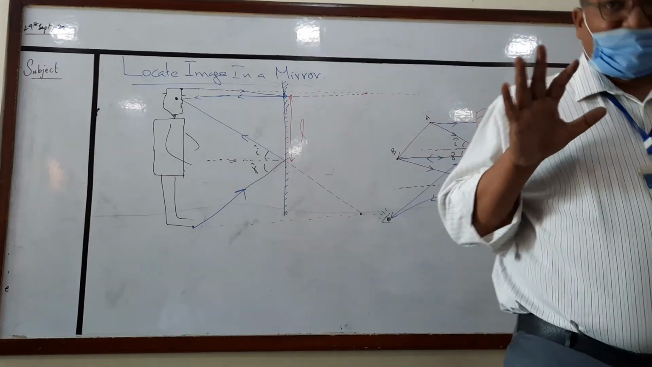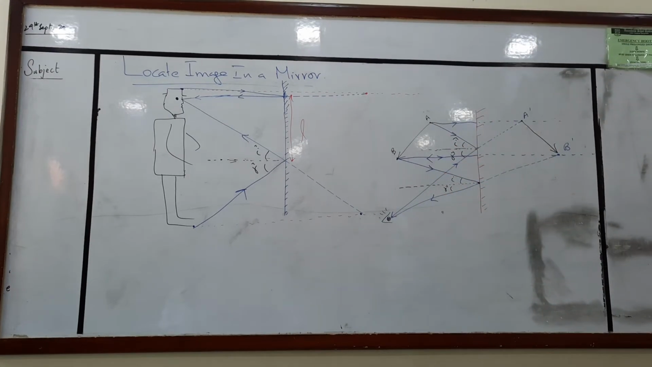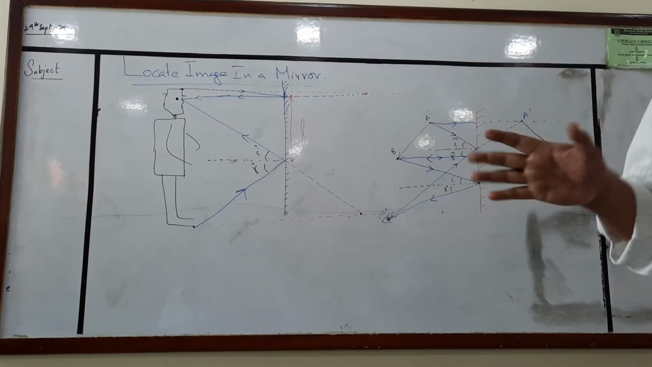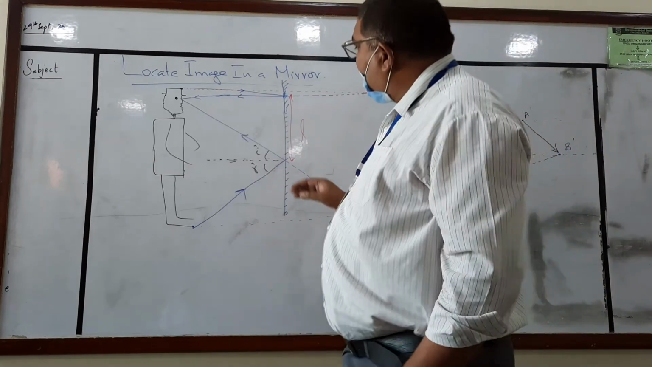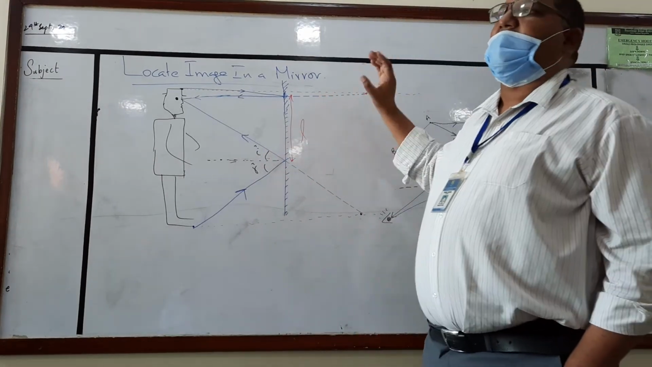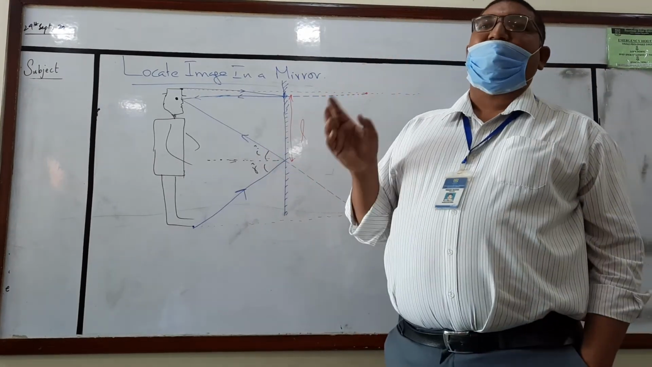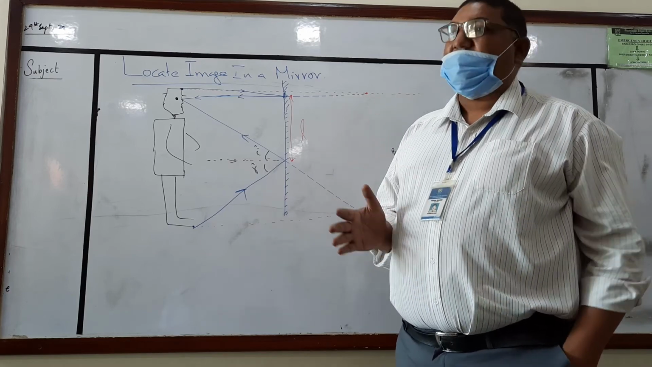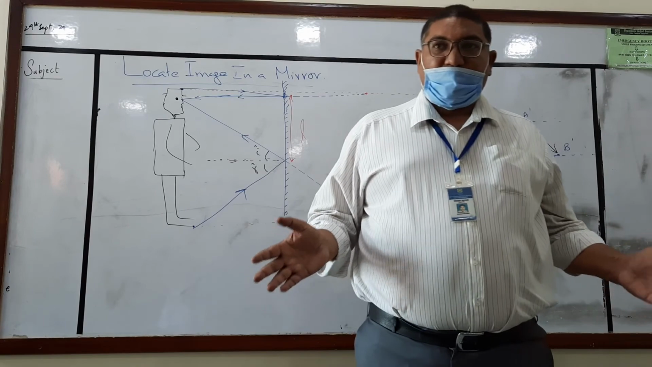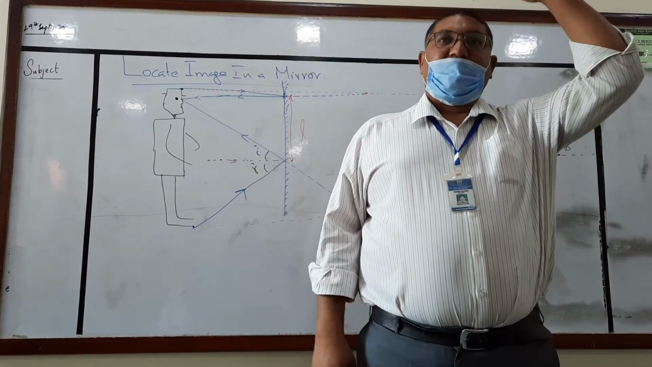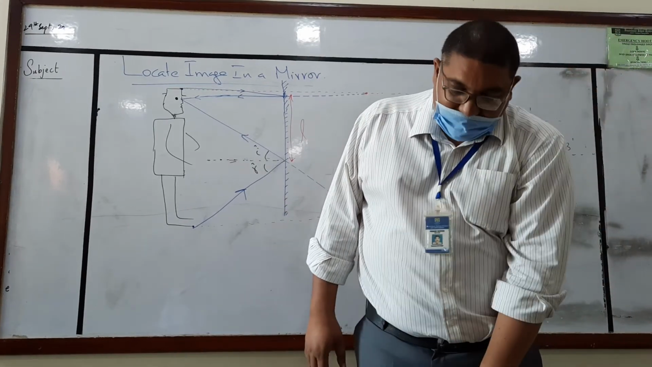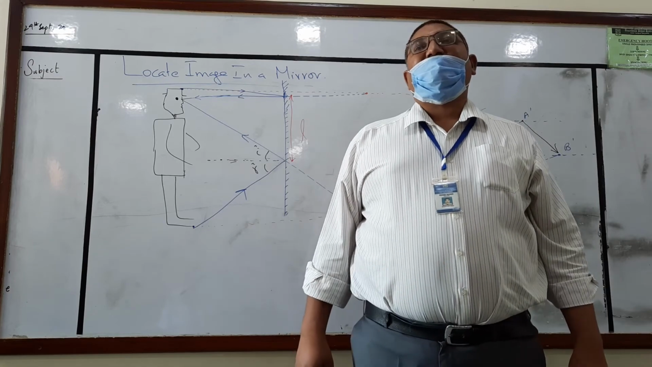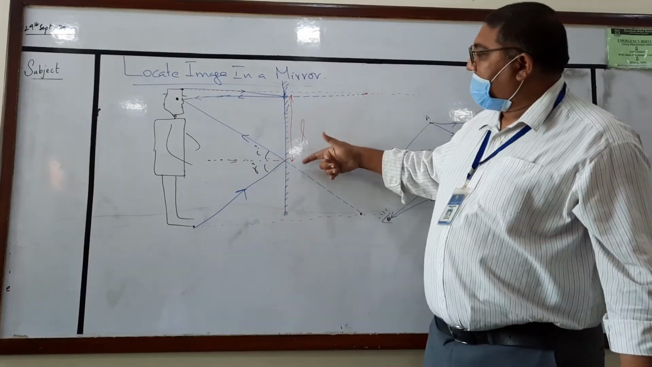The actual question in your exam, in a past paper somewhere, is: what is the minimum length of the mirror required so that the person standing in front of the mirror can see the top of his head and the tip of his toes? So this is that minimum mirror.